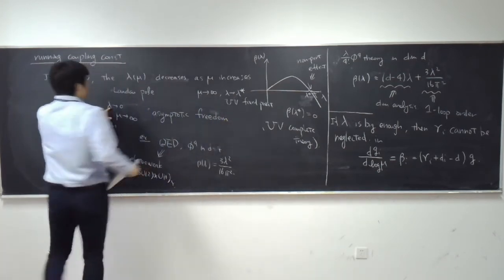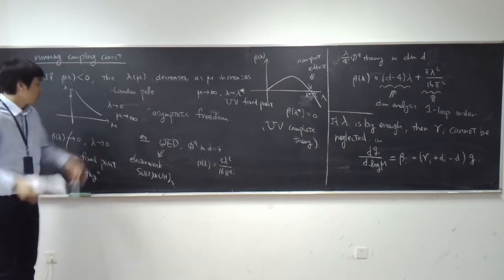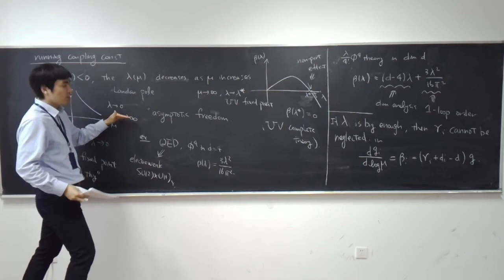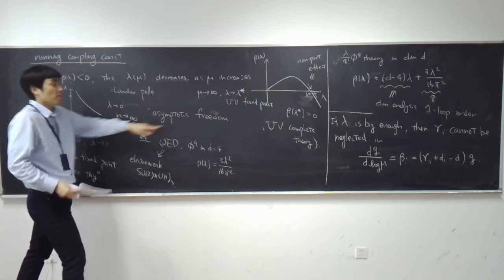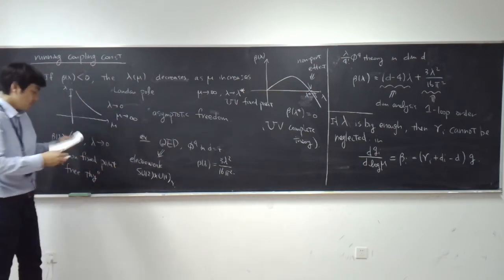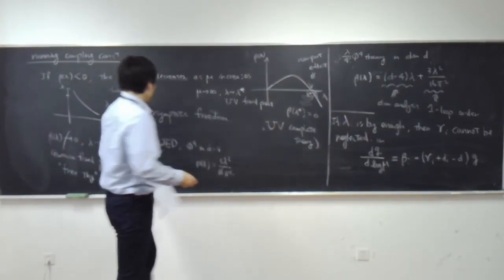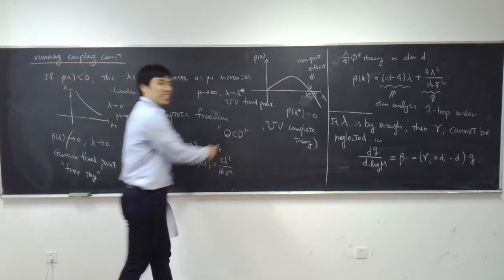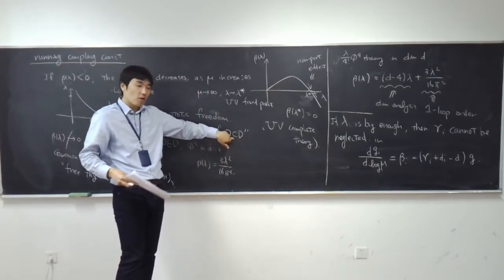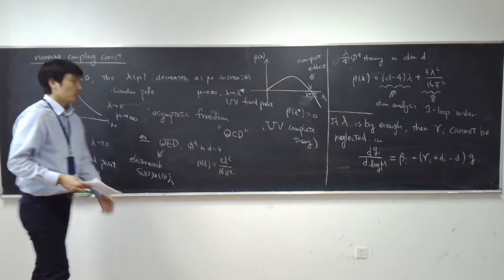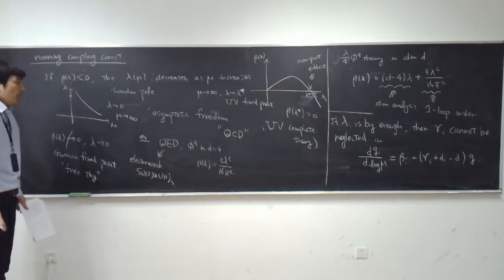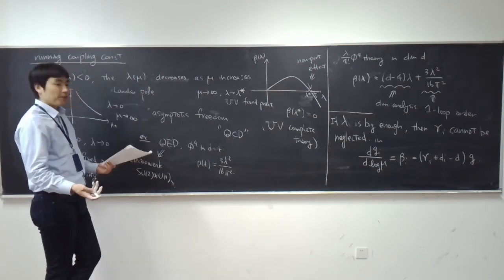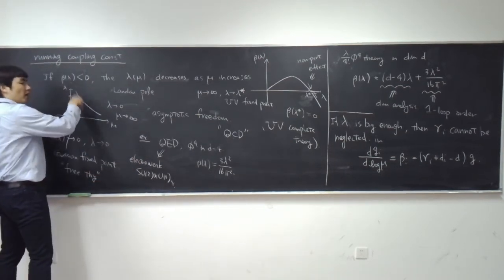So when lambda goes to 0, it becomes the free theory. Asymptotically, as you increase the energy, the theory becomes free. That's called asymptotic freedom. And as we will learn, QCD, not QED, QCD, quantum chromodynamics, is one example.